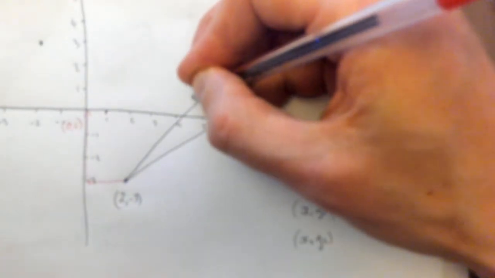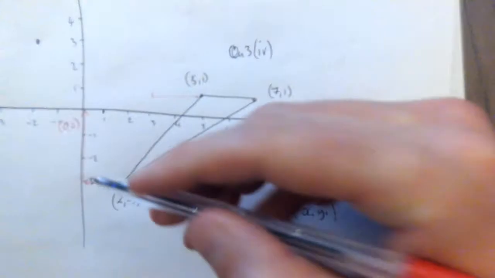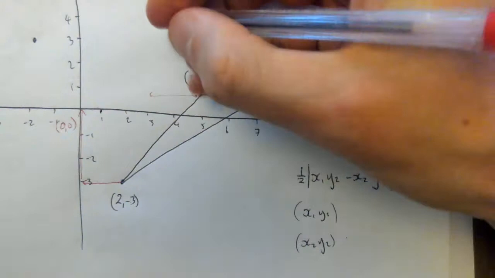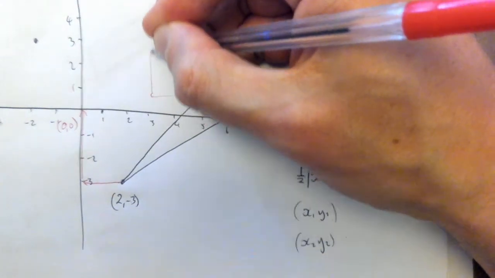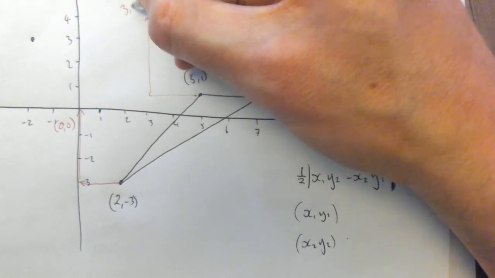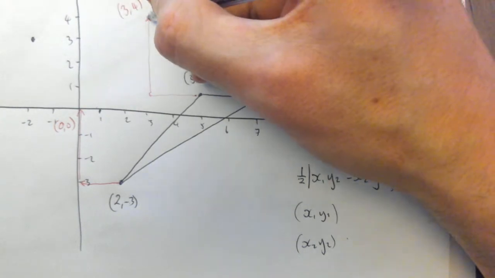Which means I've got to move this corner here across 2. So it's currently at 5. It's going to go over to 3. And I'm going to move it up 3, because that's what we did. We went from minus 3 to 0. So go up 3, it's 1 now, so it's going to go up to 4. So that's going to end up at 3, 4. Okay, that's the new corner.